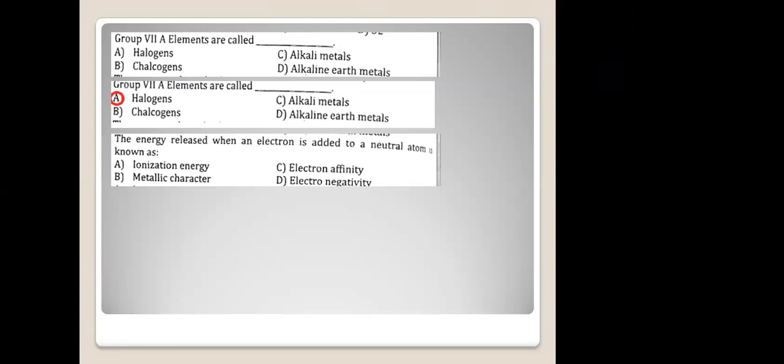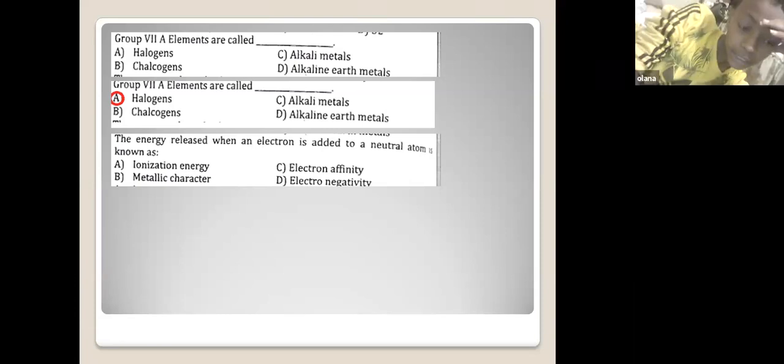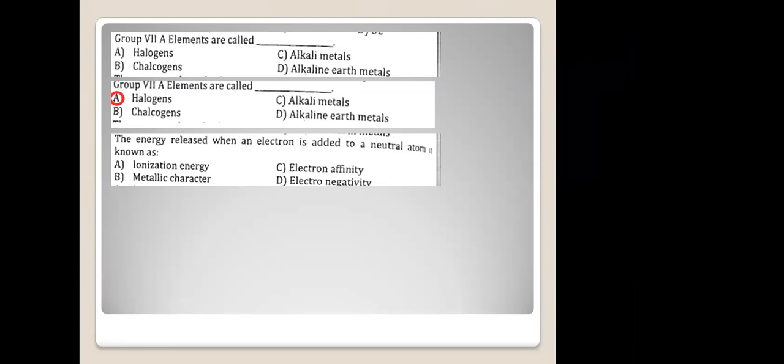Shall we move on to the answer? Can someone tell me what could be the right answer? It's D. Okay, D. Now I will explain to you and you will then answer again. This is a very important concept. Ionization energy.